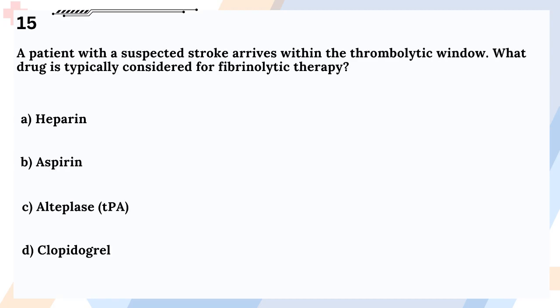Question 15. A patient with a suspected stroke arrives within the thrombolytic window. What drug is typically considered for fibrinolytic therapy? A. Heparin. B. Aspirin. C. Alteplase, TPA. D. Clopidogrel.